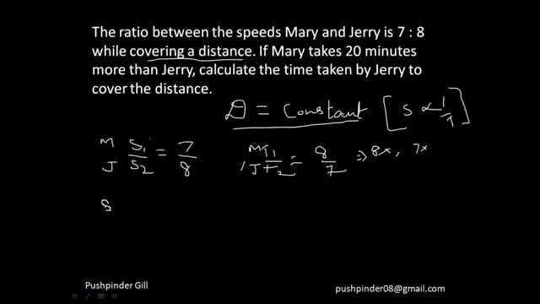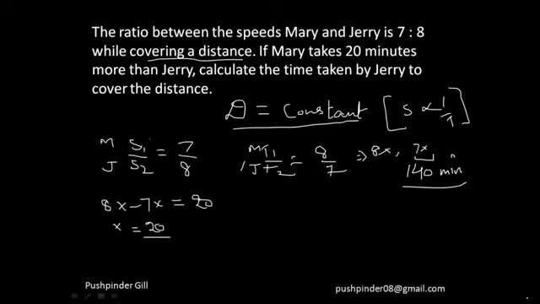So from this it's given to you that 8x minus 7x, the time taken by Mary more than Jerry, is equal to 20 minutes. So you can say x is equal to 20 minutes, and he's asking you the time taken by Jerry to cover the distance. The time taken by Jerry is 7x, and you know x is equal to 20. That means the time taken by Jerry to cover the distance is 140 minutes.